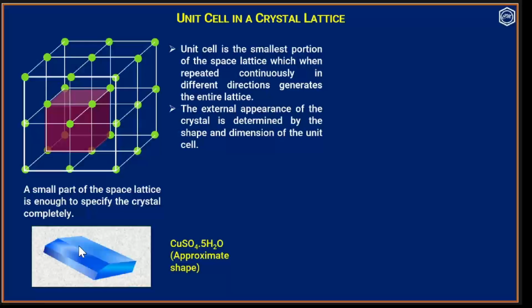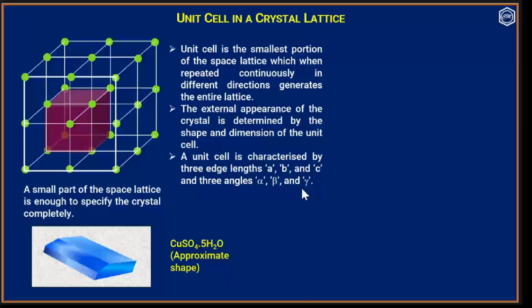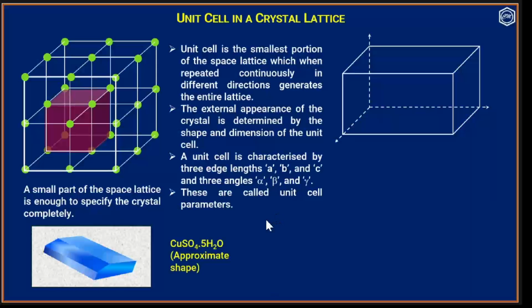And this is copper sulfide crystal. And this is the shape of the unit cell. The whole crystal has the shape of the unit cell. A unit cell is characterized by three edge lengths A, B, and C, and three angles alpha, beta, and gamma. These are called the unit cell parameters.